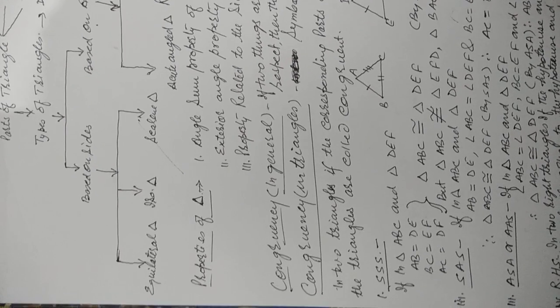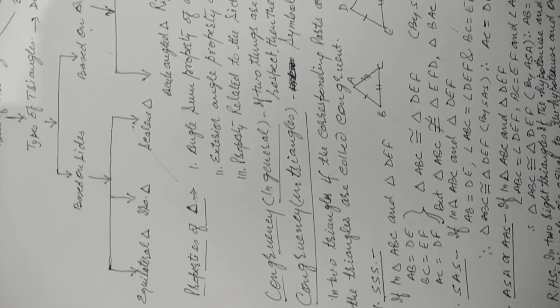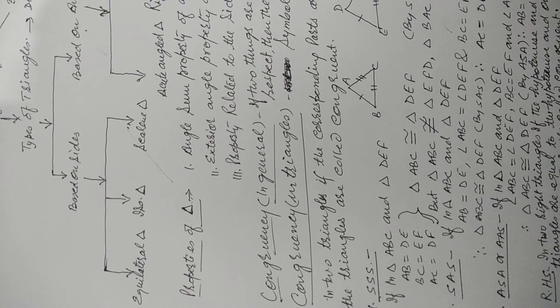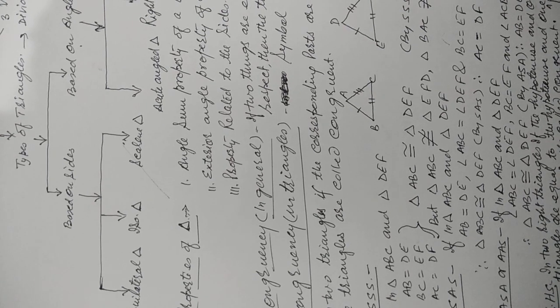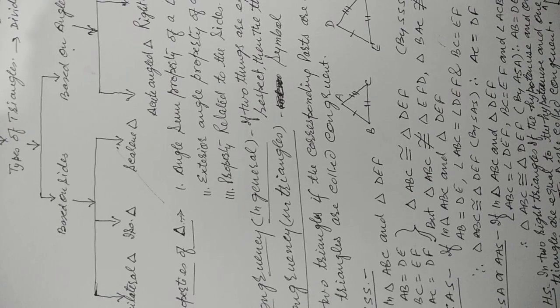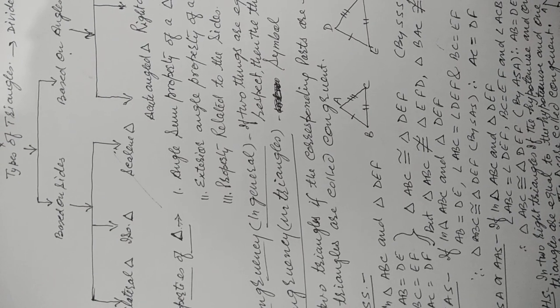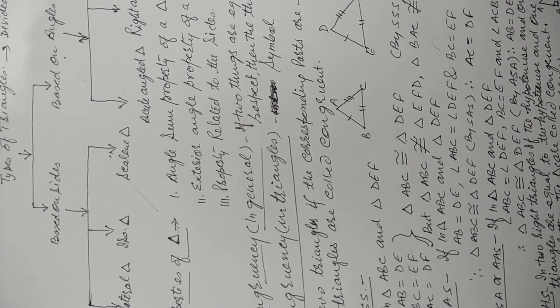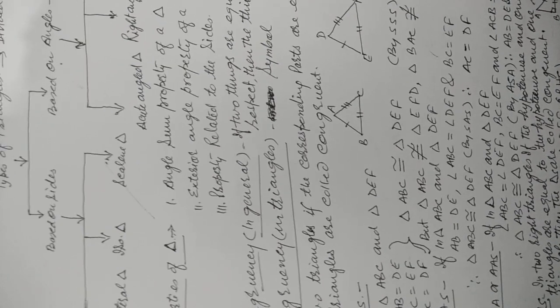Regarding based on sides, there are three types of triangles. First one is equilateral triangle. Equilateral triangle is a triangle in which all the three sides are equal to each other. Second one, isosceles triangle. In any triangle, if any two sides are equal, then the triangle is said to be isosceles triangle. And the third one based on sides is scalene triangle. In any triangle, if all the three sides are unequal, then the triangle is said to be scalene triangle.